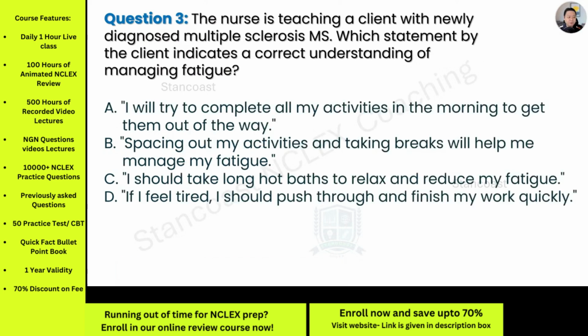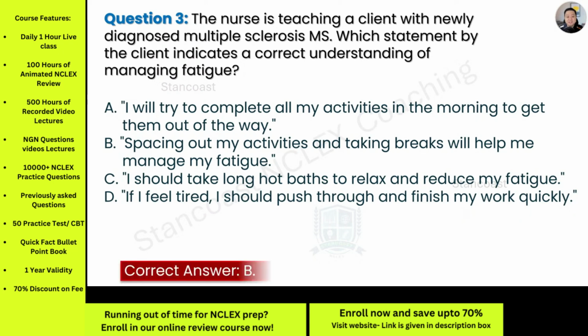Let's have number 3. The nurse is teaching a client with newly diagnosed multiple sclerosis. Which statement by the client indicates a correct understanding of managing fatigue? A. I will try to complete all my activities in the morning to get them out of the way. B. Spacing out my activities and taking breaks will help me manage my fatigue. C. I should take long hot baths to relax and reduce my fatigue. And letter D. If I feel tired, I should push through and finish my work quickly.